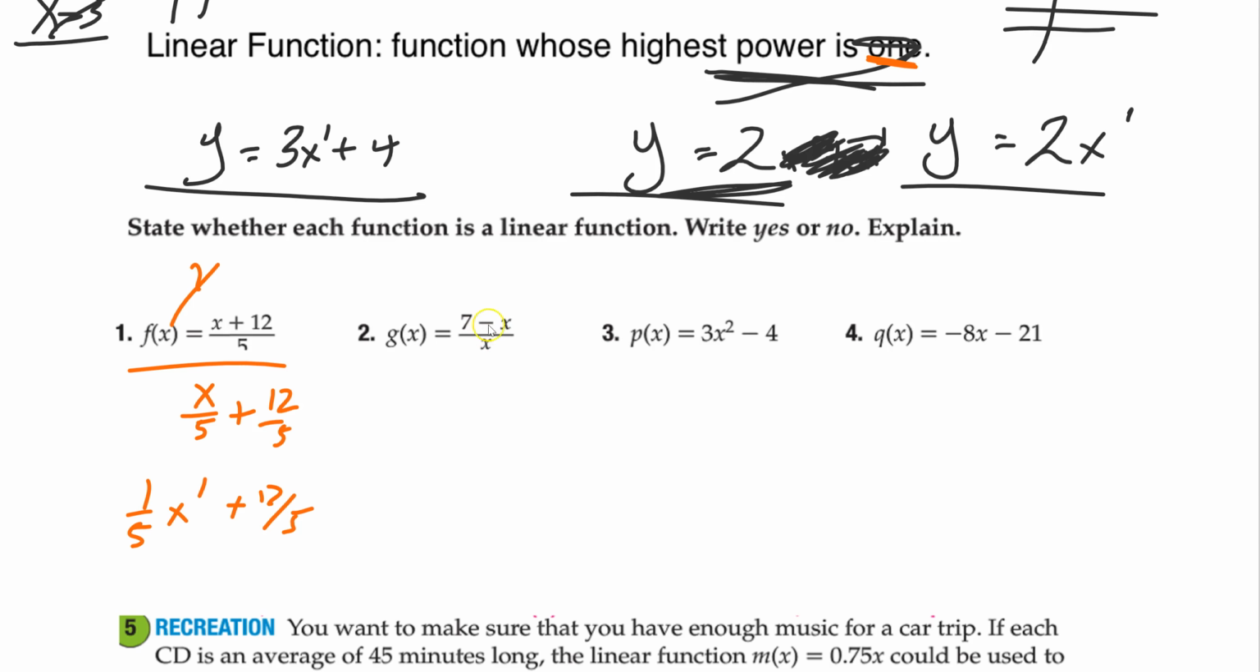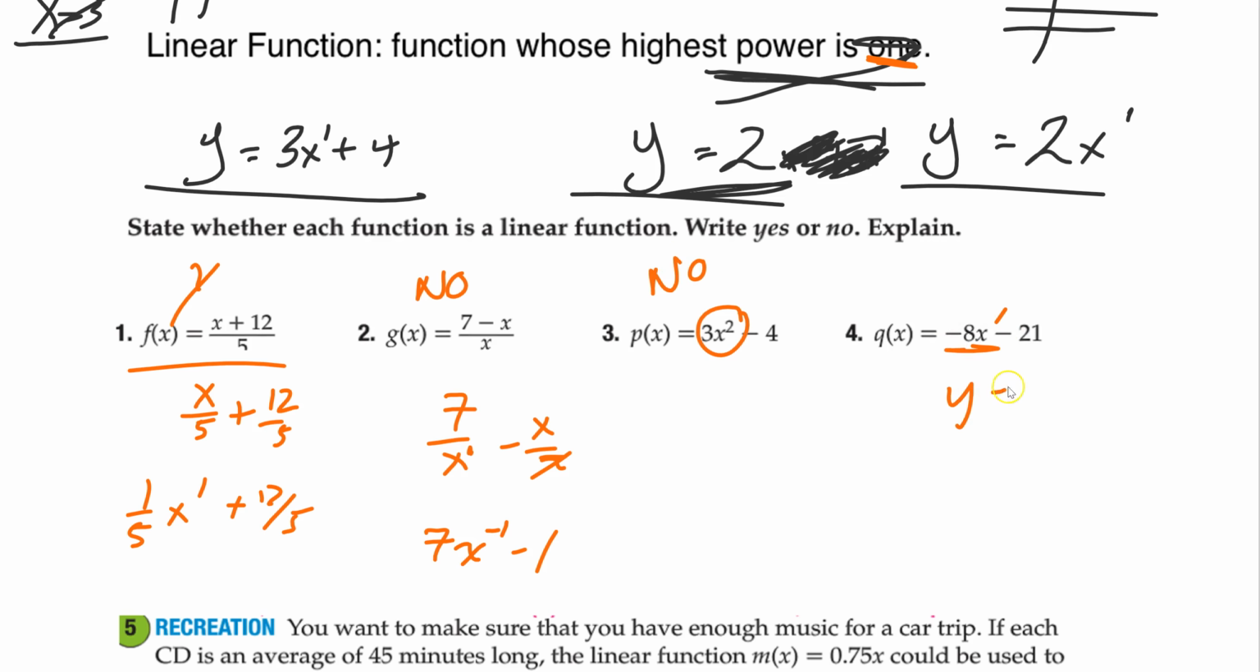This one's not. Now look, I can break it up. I get 7 over x minus x over x. You might say the highest power there is 1, but it's on the bottom. We haven't really talked about this yet, but what happens there is it becomes a negative power on top. So we want only power 1, not negative 1. So this is not a function. This one, the highest power is 2, so no. The highest power here is 1, so yes. So the only tricky one was that one, right? If it's the first power on the bottom, that doesn't count. It has to be on top.